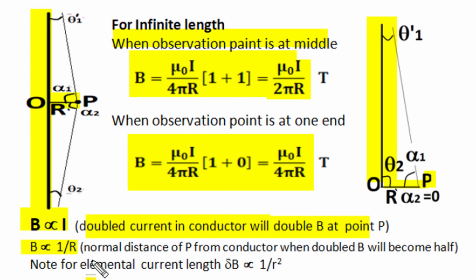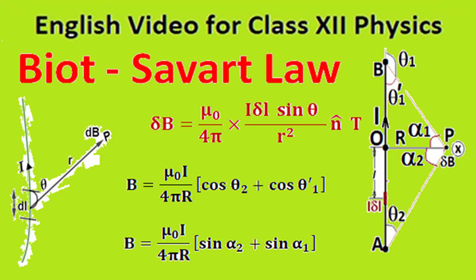Note that the elemental current length produced an elemental magnetic contribution as inverse of the distance square. It obeys an inverse square relationship, but for the integrated result of total magnetic contribution, it becomes just inverse of perpendicular distance. We hope this informative learning video has explained Biot Savart Law in complete detail. Now you can comfortably derive the relation of magnetic field contribution by a straight current carrying length by mathematical manipulation and integration, and you also understand how we can find out the magnetic field contribution of infinite length at middle position and end positions.